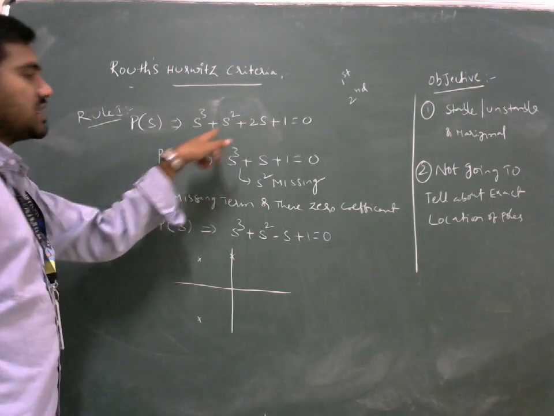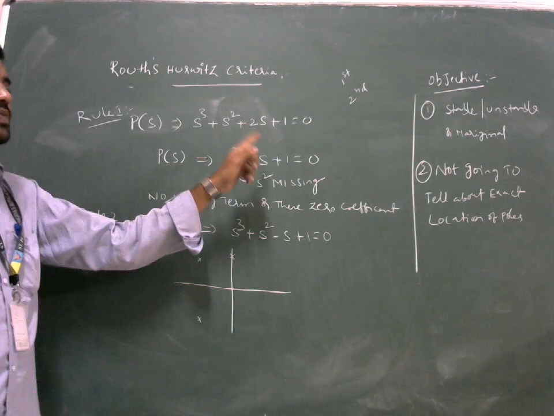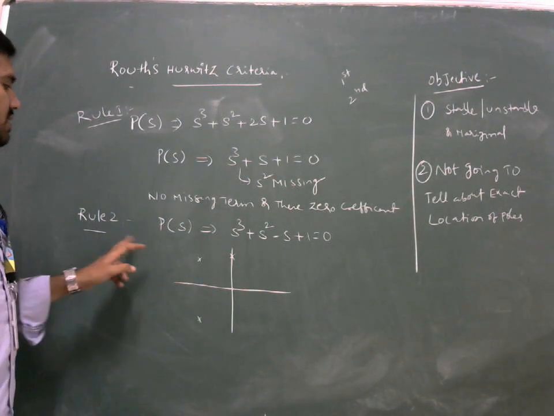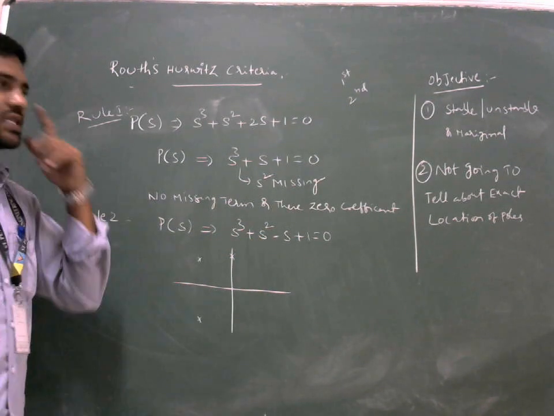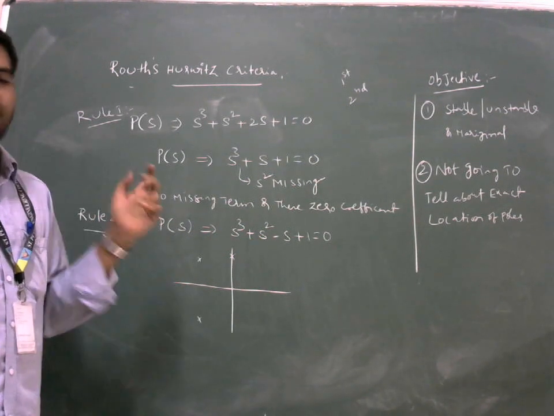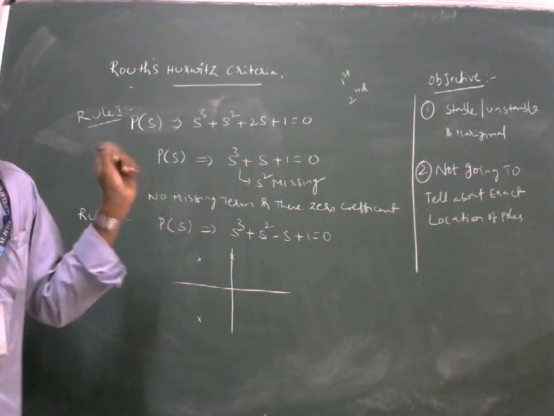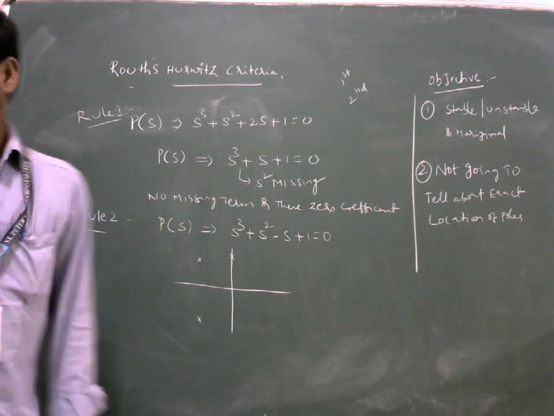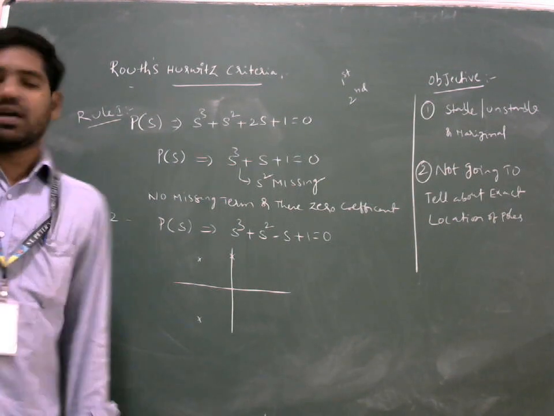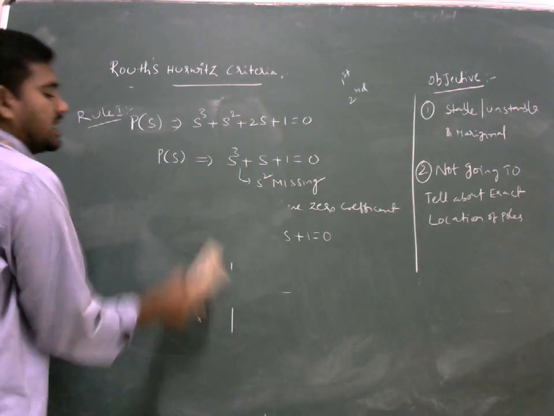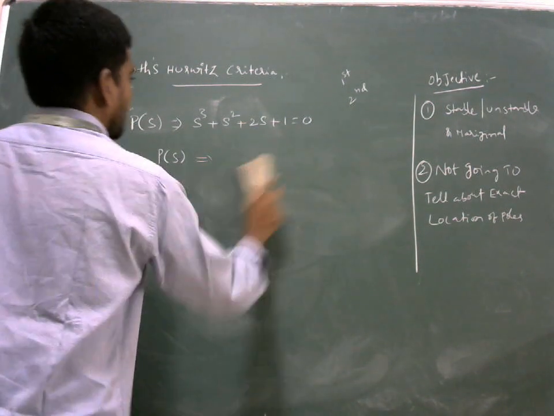P of s is equal to a polynomial like this, which means there is no missing term. And the second one is that there must be no sign changes in the coefficients, which means all the polynomial terms have the same sign. Then only we can use it. These are the conditions and rules and the main objective.